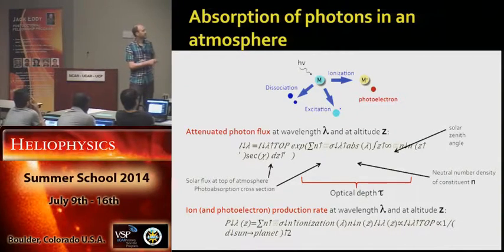Once you have that, then you can, in a straightforward way, calculate the photoionization rate, starting with the number of photons, multiplying by the photoionization cross-section, and so on, and the number density.